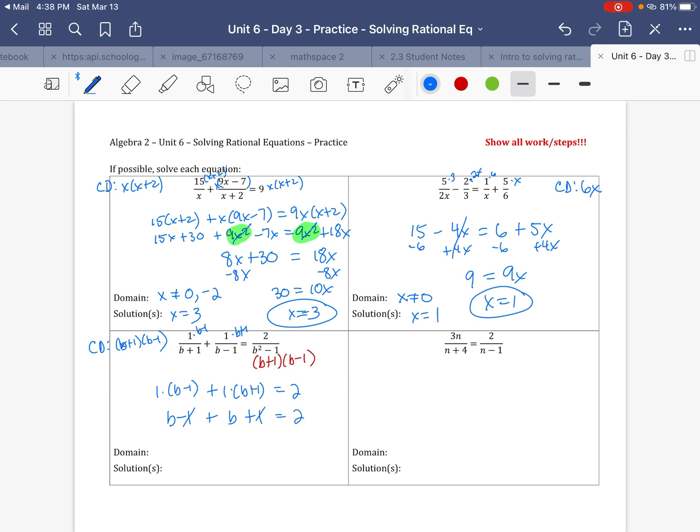All right, look at this. The 1's cancel. b plus b is 2b equals 2. And then I get b equals 1. So everything seems great. I'm like, oh, I got an answer. But I forgot to check my domain again.